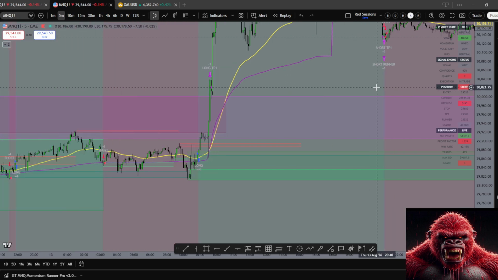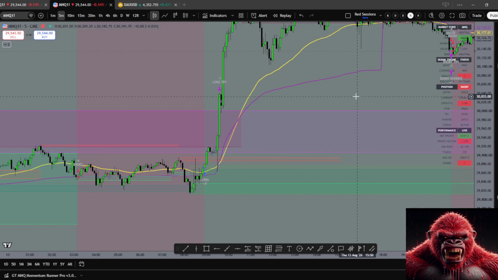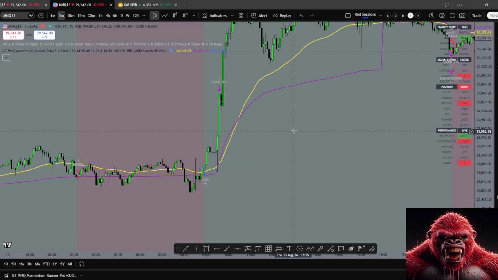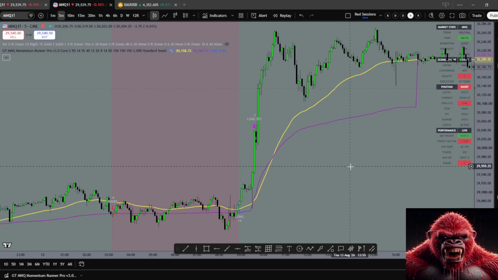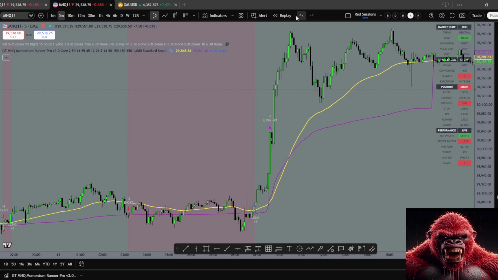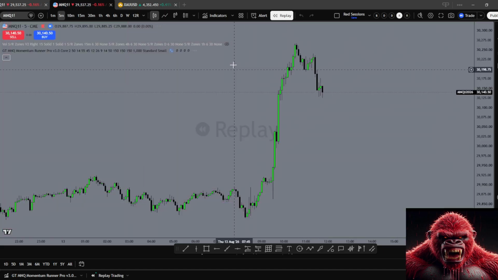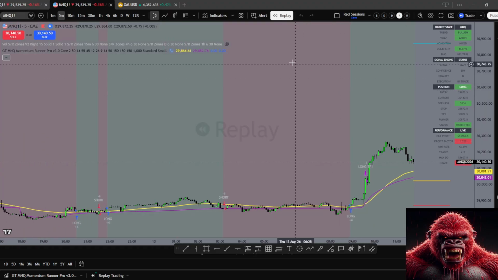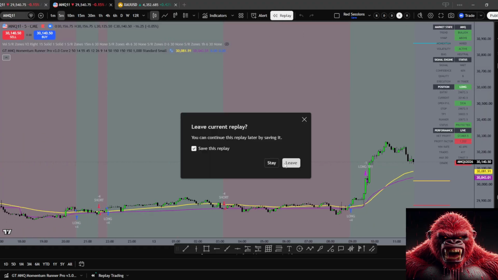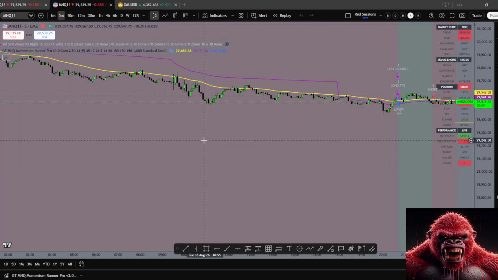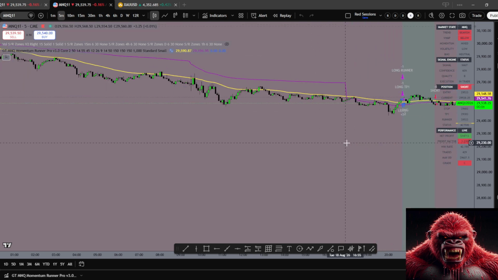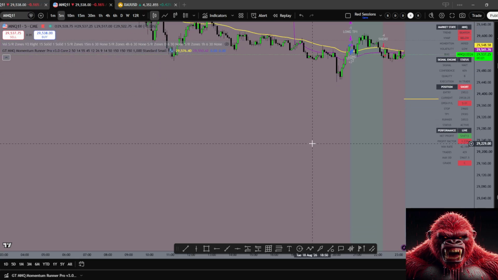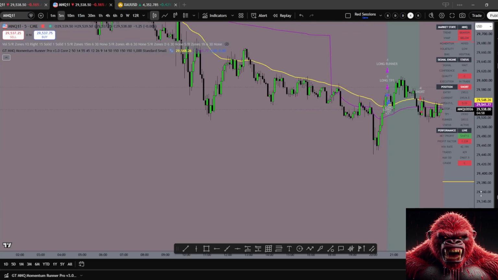Let's see if we can find a decent example to show you. Let me hide these zones so you can see this. Okay, the way this works, I'm going to do a replay. Oops, that's not what I wanted to do. I need to leave that. And now I just messed up my... Well, this is an example here, but now I need to do this so I can see where we are.